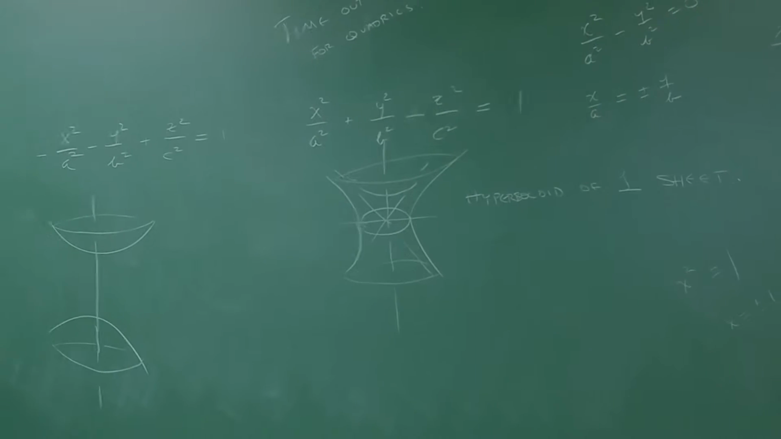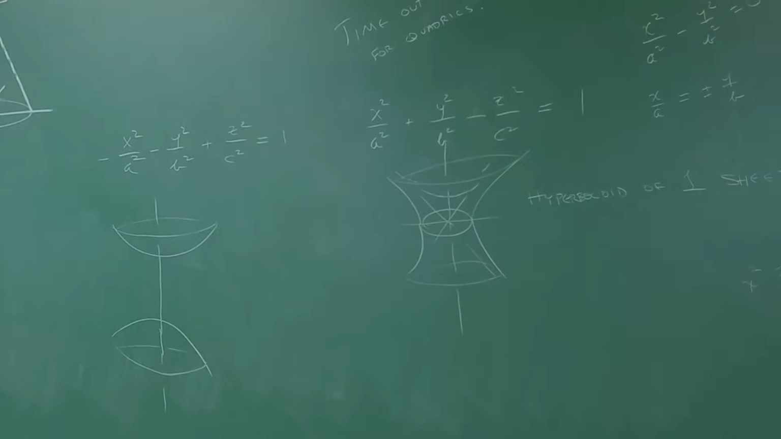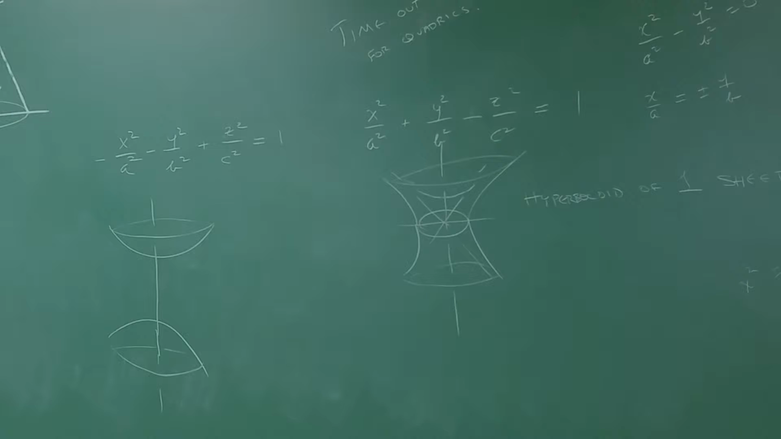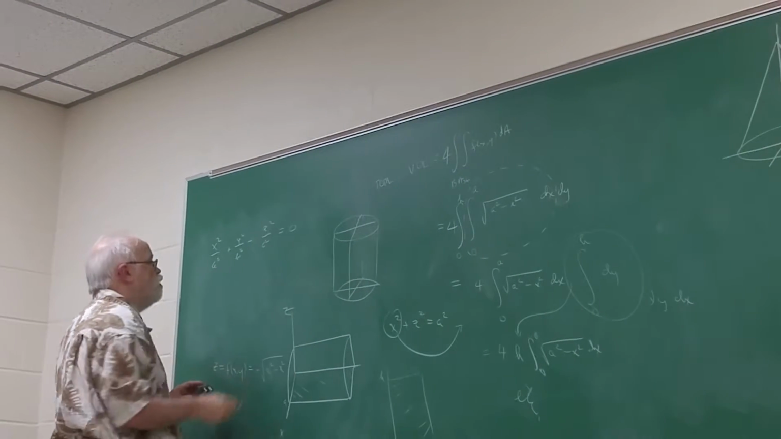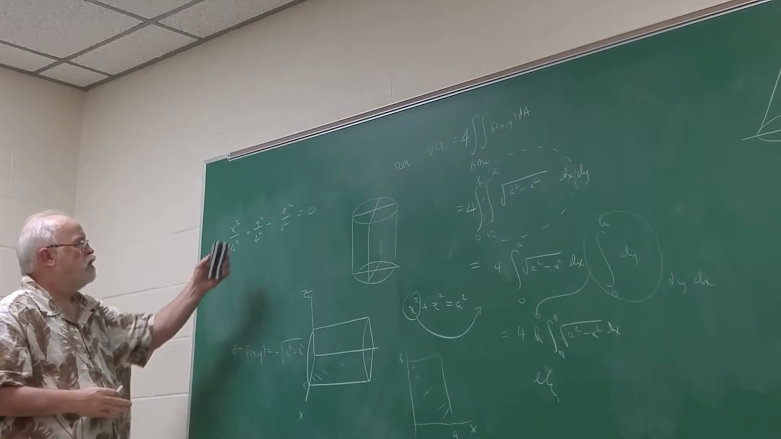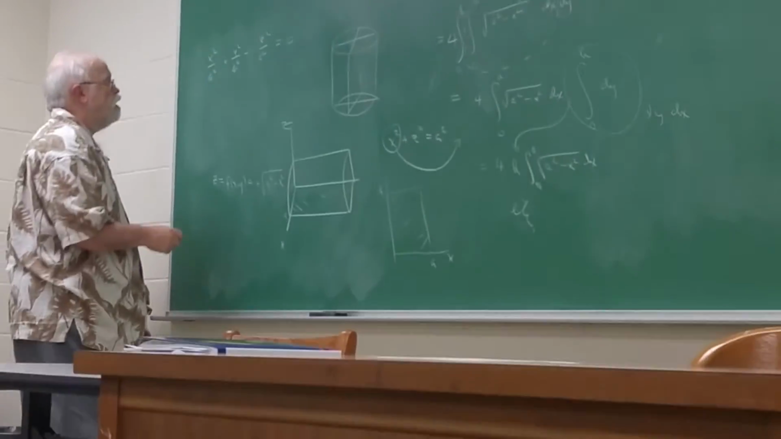So that means that for a cone, I get x squared over a squared plus y squared over b squared, and I'm making this equals c squared over c squared. So I'm just saying, once I've got this with 0, I might as well make it all positive by throwing that to the other side.